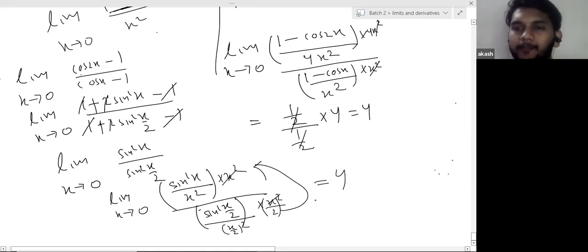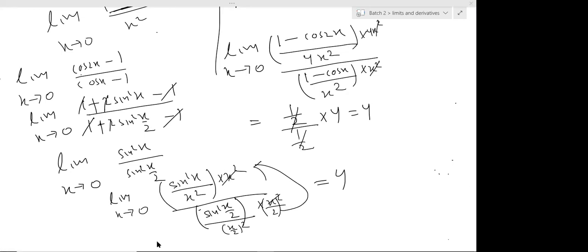Is this clear? This type of question will also come in the examinations. But you only need to know how to apply the formulas. All right. Note it down.